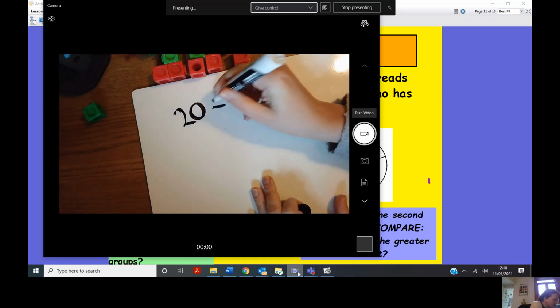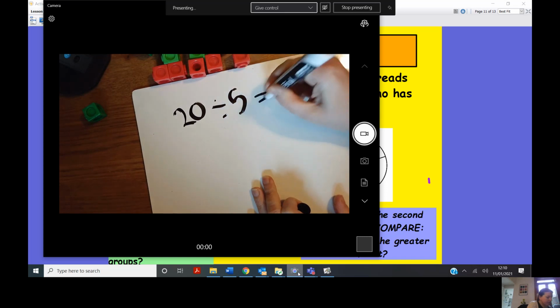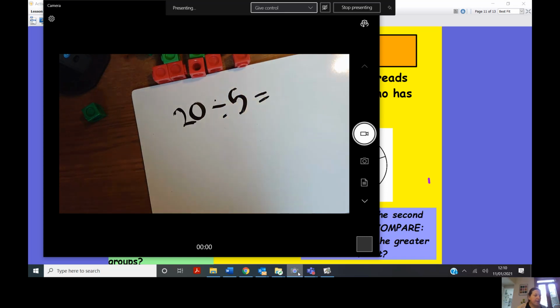20 divided by 5. How many groups? How many are in each group? If I divide 20 divided by 5, I can use my hands, I can skip count, or I can just use my mental arithmetic, because we should know this by now. It's 4, because 4 times 5 is equal to 20.